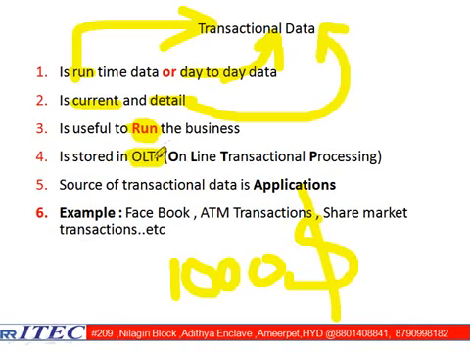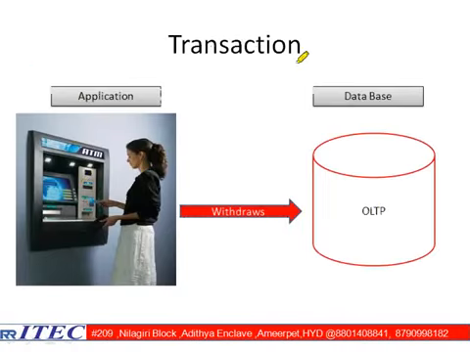Why did the database name come as OLTP? If you see this one, whatever she is doing, it is online or offline, sir. Whatever she is doing here, that is called a transaction or not. And whenever you are doing something, this is the application, yes or no?